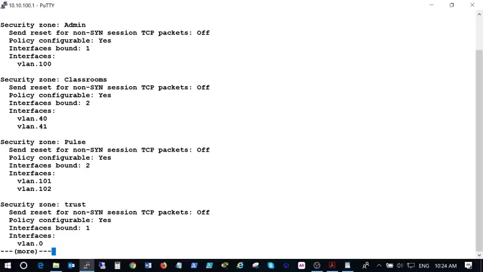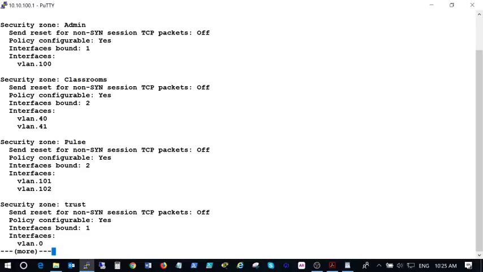Anyway, policy configurable, yes. Interface is bound. There it is, VLAN 100. So that's our VLAN 100. It's the only interface that's in the admin zone. You'll notice it's a logical interface. It's a VLAN interface. They're all going to be logical interfaces.